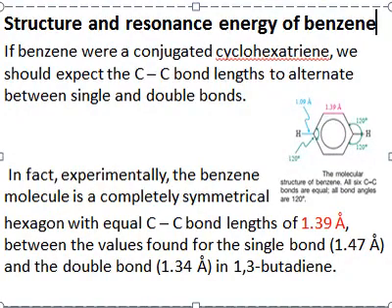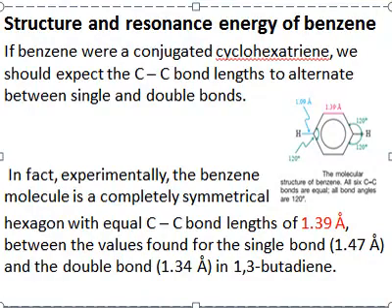But the experimental evidence suggests that benzene is a completely symmetrical system. It's a 6-membered ring in which all bond lengths are the same and are equal to 1.39 Angstrom. In general, a single bond length is 1.47 Angstrom, while a double bond length is 1.34 Angstrom. So you can see that in benzene, the carbon-carbon bond is longer than a double bond and shorter than a single bond.